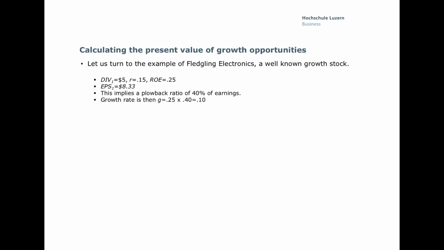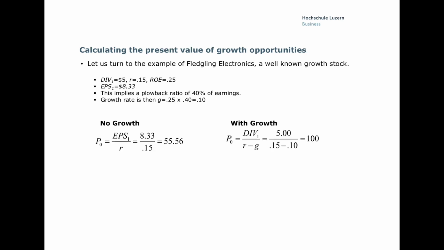We understand now the difference between a growth and a value stock. Let us have another look at the example of Fledgling Electronics, a well-known growth stock. Assume earnings per share of Fledgling Electronics are $8.33, and that the company pays out a dividend of $5. Based on these assumptions, it follows that 40% of the earnings are plowed back by the company. If we further assume that Fledgling has a return on equity of 25%, we can conclude that dividends are expected to grow at a constant rate of 10%.